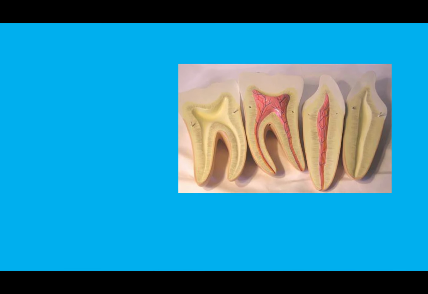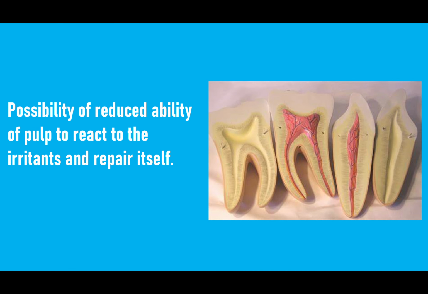Number second physiological change in the pulp with age is the possibility of reduced ability of the pulp to react to irritant and repair itself. It's because with age there is secondary dentin deposition resulting in decreased blood vessels, and also there is atherosclerotic change in blood vessels with age that results in reduced ability of the pulp to react to irritant because there are fewer defense cells as a result of fewer blood vessels. So this results in reduced ability of the pulp to react to irritant and repair itself.